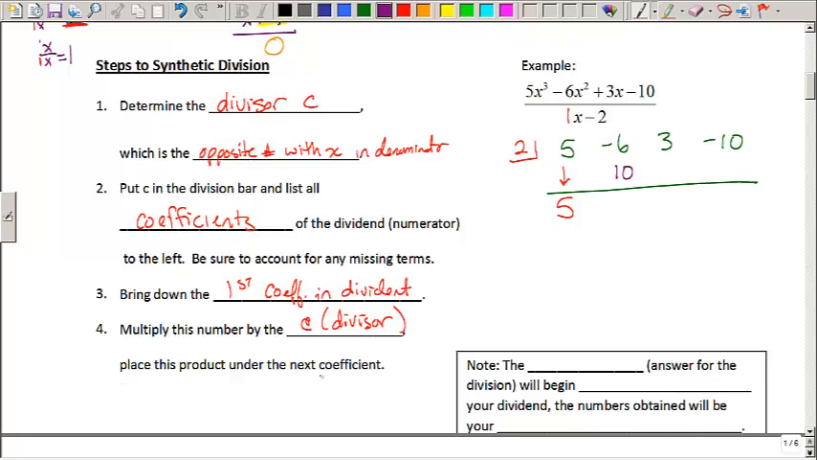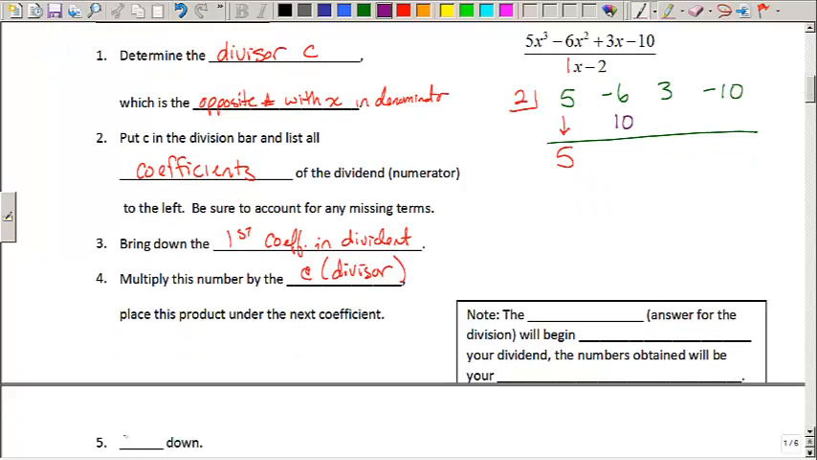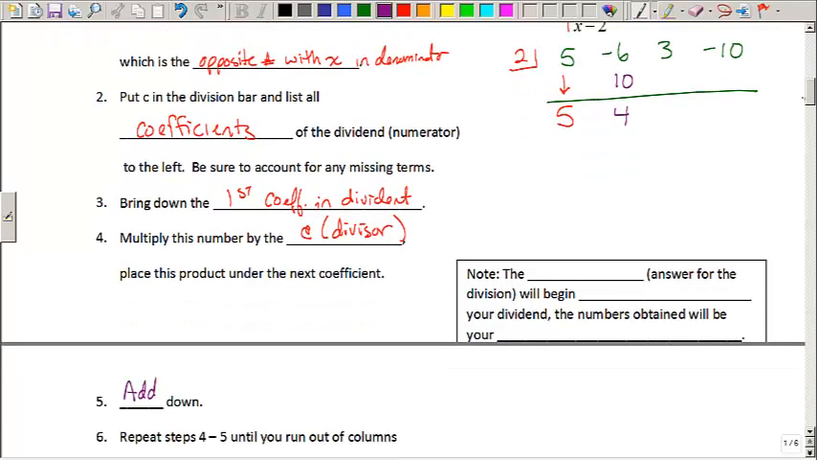Place this product underneath the next coefficient. Notice I placed it in the next column underneath the next coefficient. Step 5 says to add down. So when I add down, I get 4. And then the last step says repeat steps 4 and 5 until you run out of columns. So I'm going to multiply 4 times 2 again to get 8. I put it in the next column over underneath the next coefficient. Add down, get 11. Multiply 11 times 2 and get 22. Add down, you get 12.